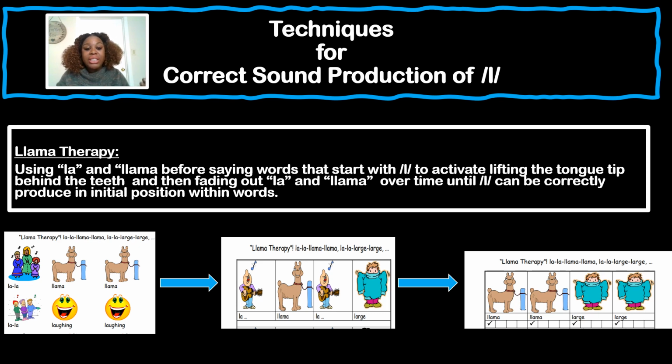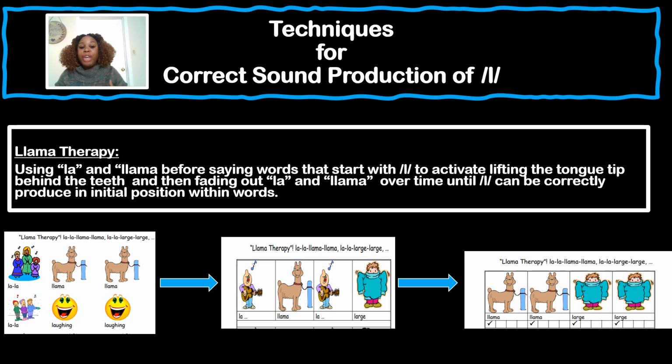The next stage is that you break down from saying la, la to just la, llama, and then la plus a word that starts with L. So you have la, llama, la, large. As you notice, most of the words have the la sound at the beginning because that's what we're going for. Once we feel they're making progress, we eliminate the la and we just go llama, llama, large, large.